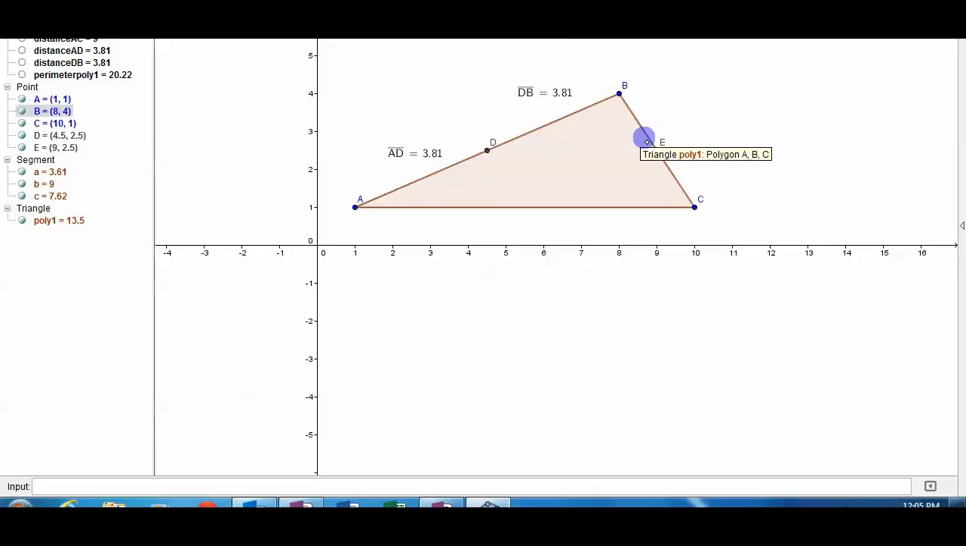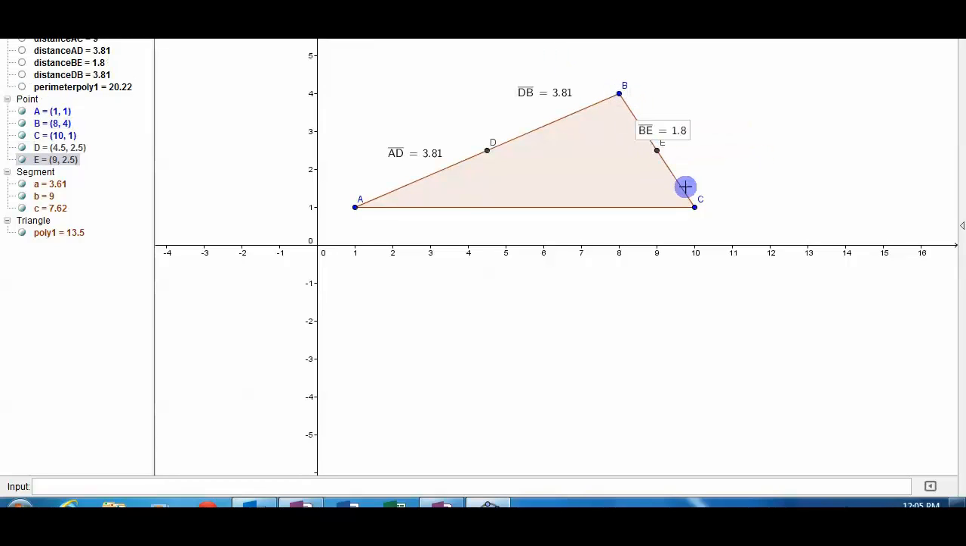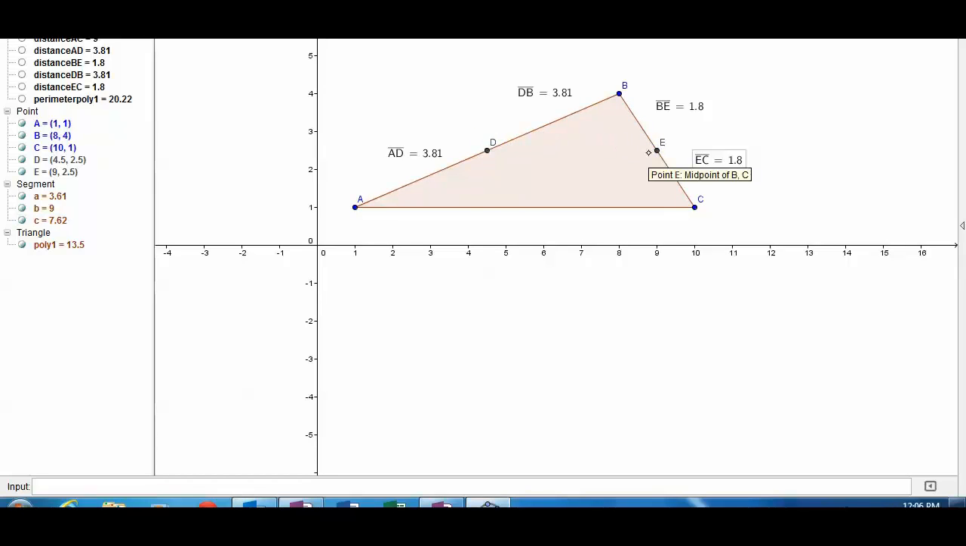And let's verify that also with E. So B and E, and E and C. Again, the two distances are the same. So E does divide BC into two equal segments. So why are midpoints important? Well, there are some properties about these midpoints in a triangle which we're going to explore.